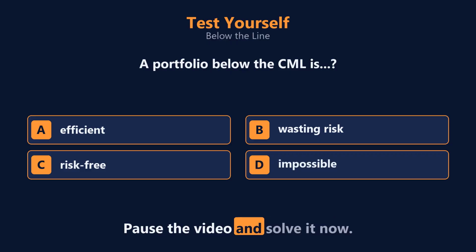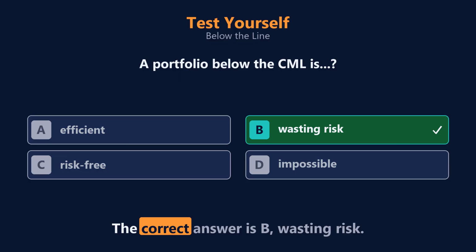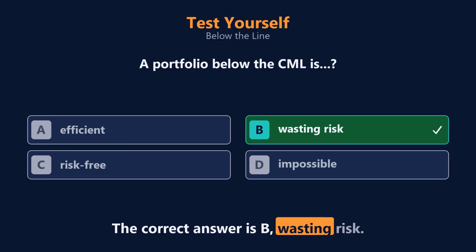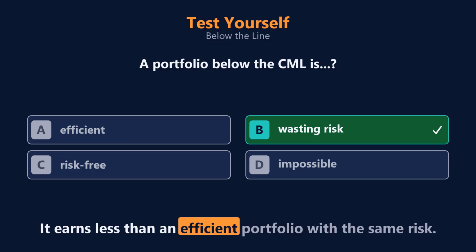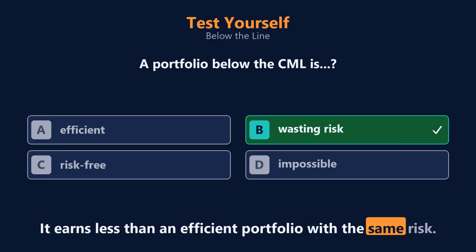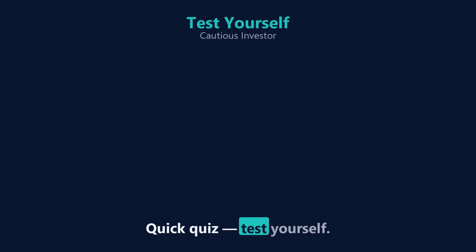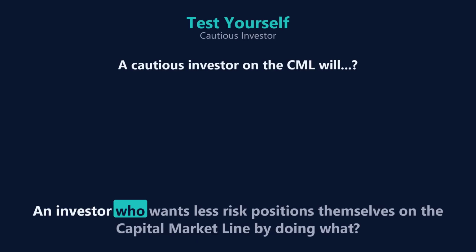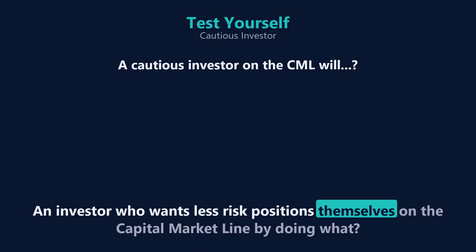Pause the video and solve it now. The correct answer is B, wasting risk. It earns less than an efficient portfolio with the same risk. Quick quiz, test yourself. An investor who wants less risk positions themselves on the capital market line by doing what?